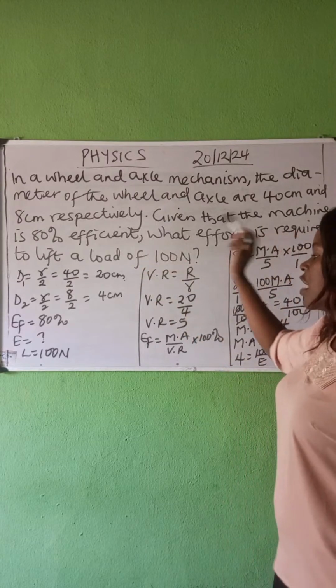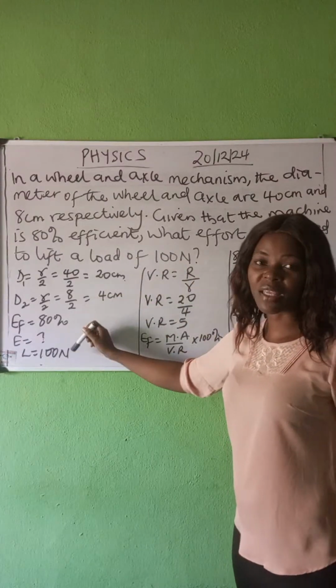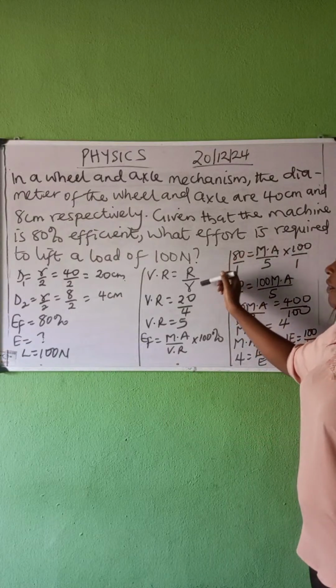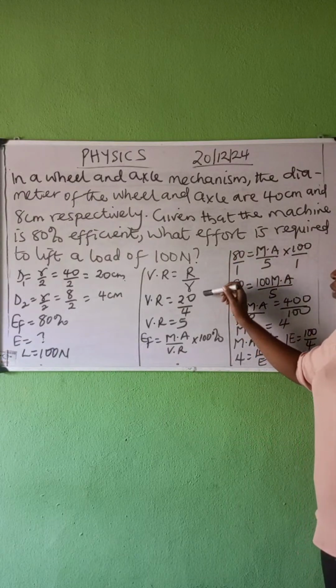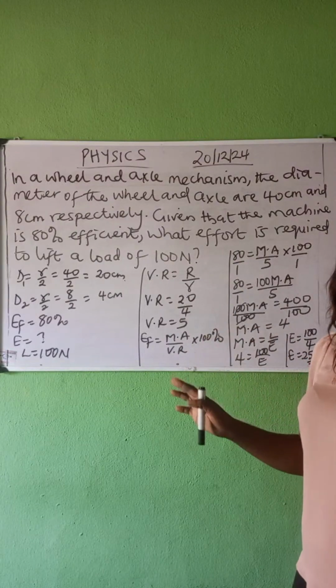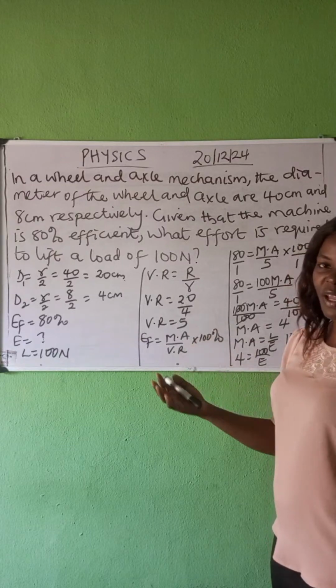All right, then the efficiency is given as 80%. They asked to find the effort, and we are given the load. Now, our velocity ratio equals R over small r. That means 20 over 4, to give me what? 5. Remember, it's a dimensionless quantity, so it doesn't have a unit.